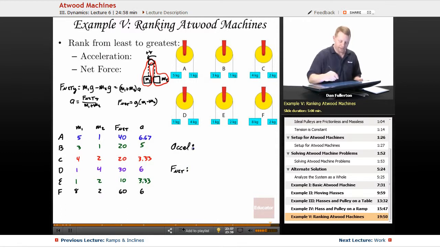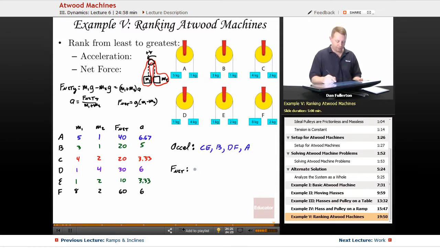Now I just use my table to rank them from least to greatest for acceleration. It looks like we have C and E together, so those are the smallest. Then we go up to B. Then it looks like D and F are both 6, so those are together. And finally, our highest acceleration, A.